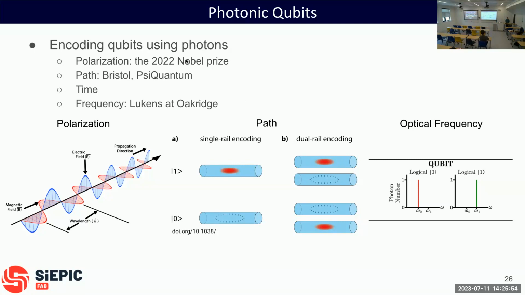This Nobel Prize that I mentioned at the beginning of the talk, they demonstrated this entanglement using photons. And the idea is that the photons can be horizontally or vertically polarized. So that turns out to be a pretty convenient way of doing it.